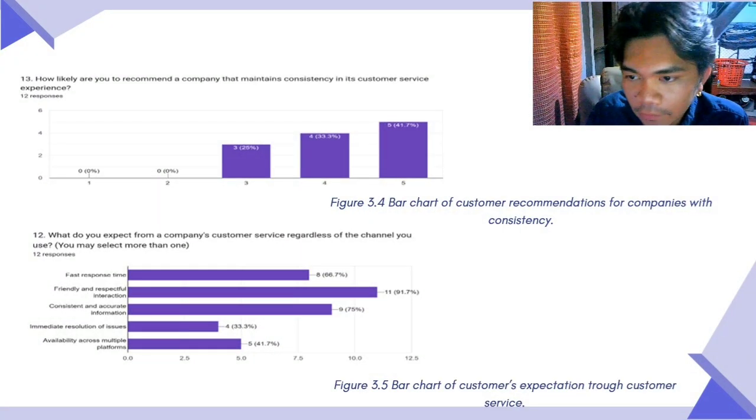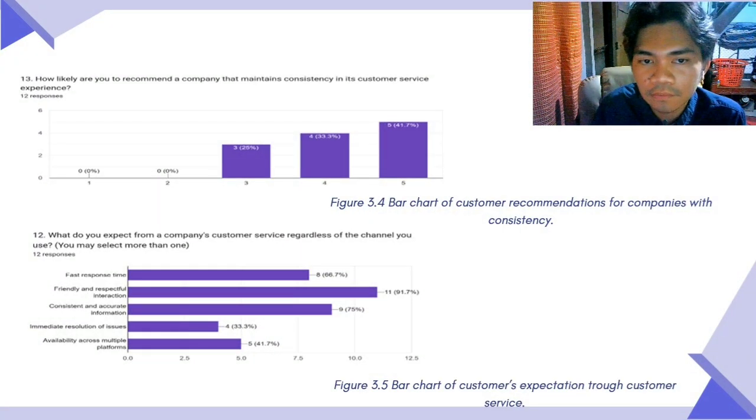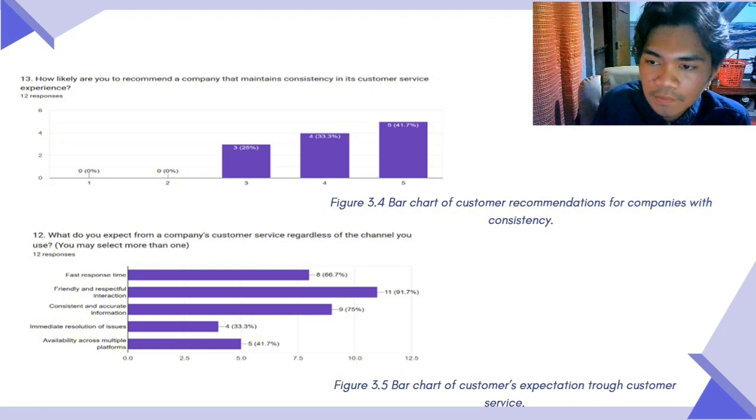So for figure number 4, we can see that the respondents or the customers recommend a company that maintains consistency in its customer service experience, because consistency in a company or in a customer service builds trust, satisfaction and good experience for the customers.